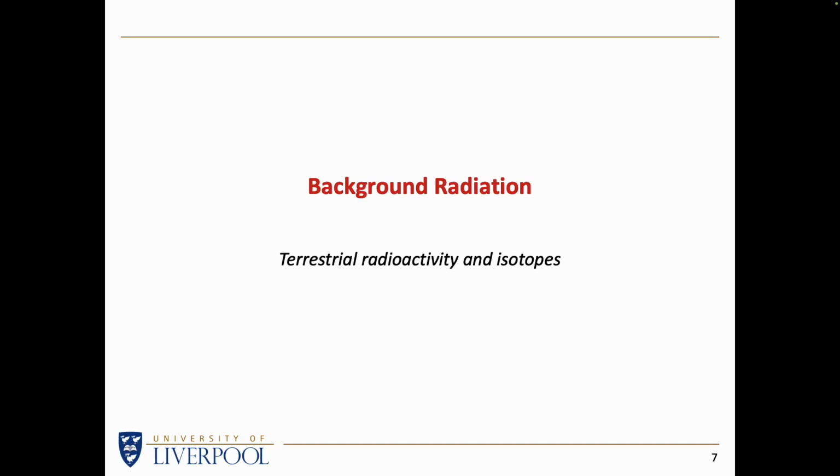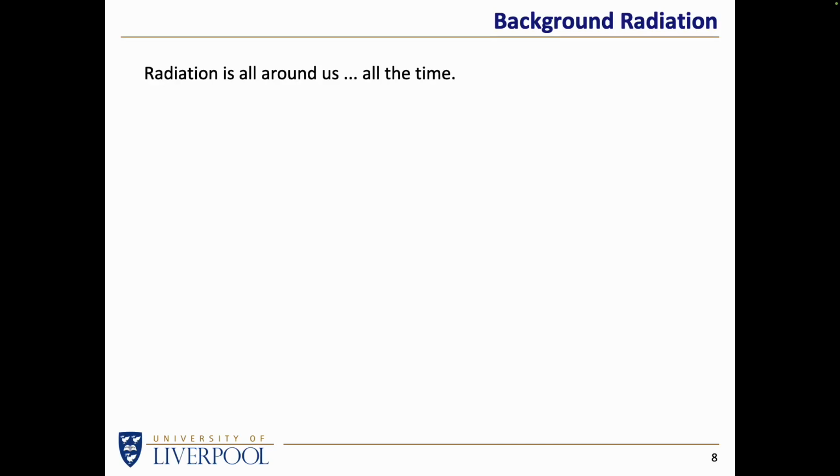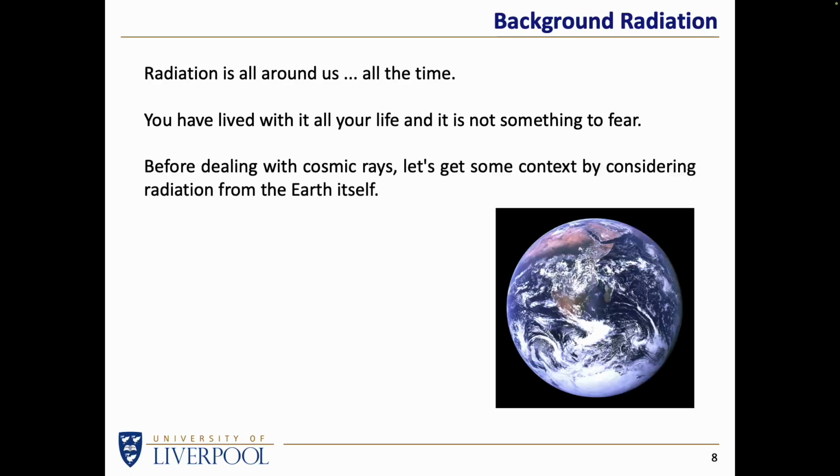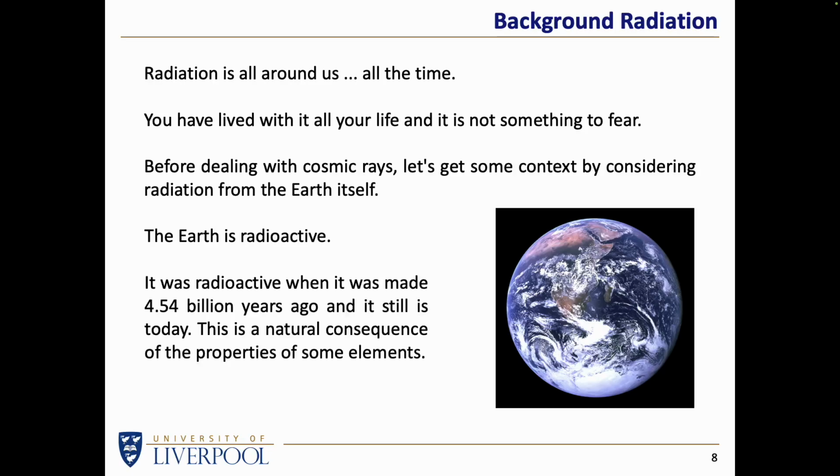So let's start by talking about background radiation, terrestrial radioactivity. So we have to remember that radiation is around us all the time. You've lived with it all of your life, and it's not necessarily anything that you need to be worried about. Natural radiation that is not man-made far outweighs any contribution from man-made radiation. So before dealing with cosmic rays, let's just take a little dip into terrestrial radiation. We have to remind ourselves that planet Earth is radioactive. It's nothing to do with mankind. It's radioactive because it was radioactive when it was made 4.54 billion years ago, and it's still radioactive now.